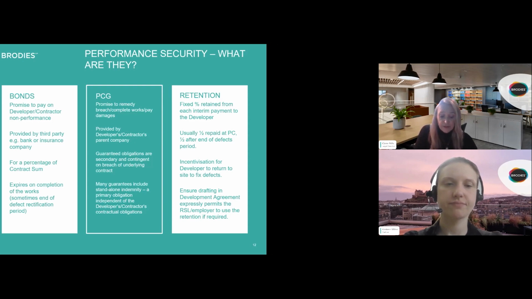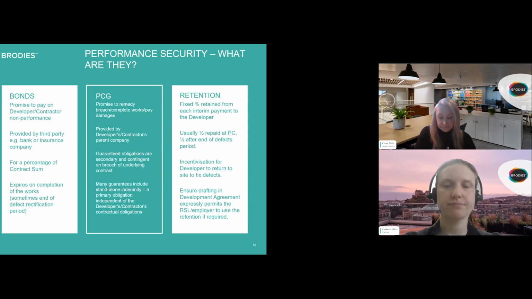And in response to a valid claim under the bond, the guarantor will reimburse the RSL for their losses and expenses arising from the developer's default up to the stated value. This reimbursement can enable the RSL to overcome any difficulties caused by the non-performance or insolvency of the developer, such as the added costs that it may incur in finding a new contractor to complete the works.